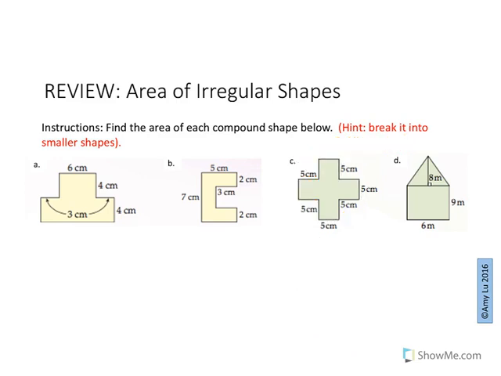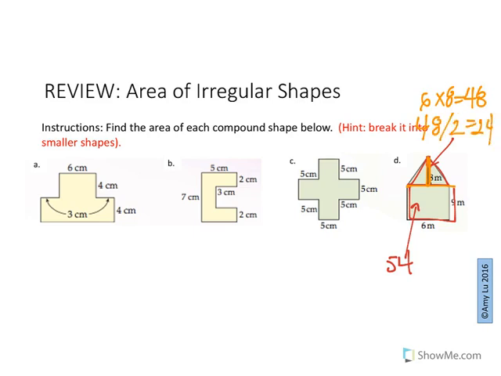And finally, the last one. You break it into 2 shapes, a triangle and a rectangle. 6 times 9, this part will be 54. And for the triangle, remember the formula is to multiply the base and its vertical height. In this case, it will be 6 times 8, which makes 48. And then the last step with triangles is because it's half of a quadrilateral, you must cut it in half, divided by 2, which makes 24. So finally, you add these 2 together, 24 plus 54, which leaves you with 78 meters squared.